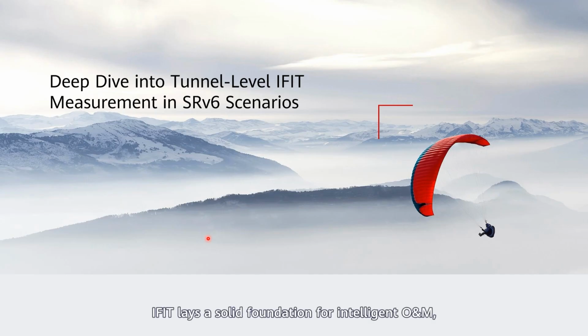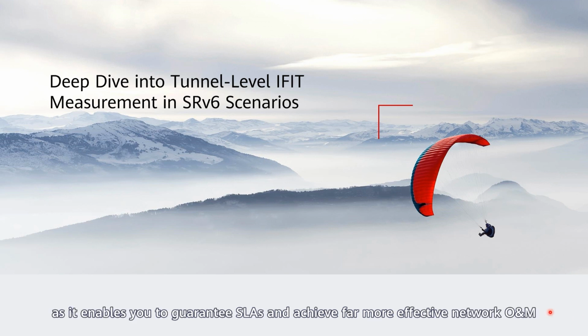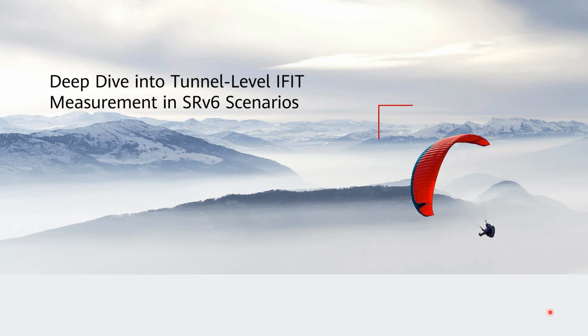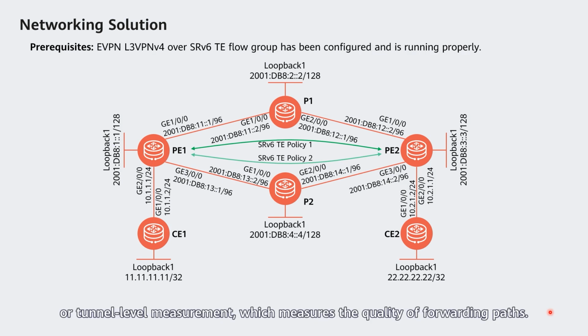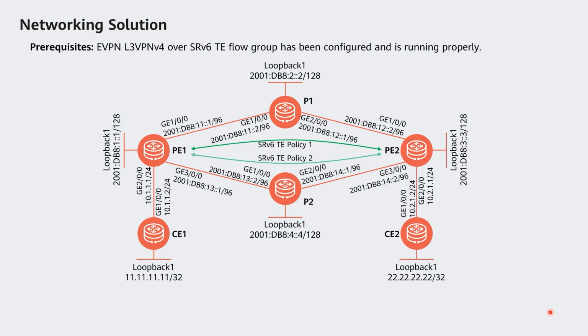IFIT lays a solid foundation for intelligent O&M, as it enables you to guarantee SLAs and achieve far more effective network O&M and performance monitoring. IFIT is mainly classified as application-level measurement, which measures the quality of service flows, or tunnel-level measurement, which measures the quality of forwarding paths. Today, we'll look at how to configure tunnel-level IFIT.